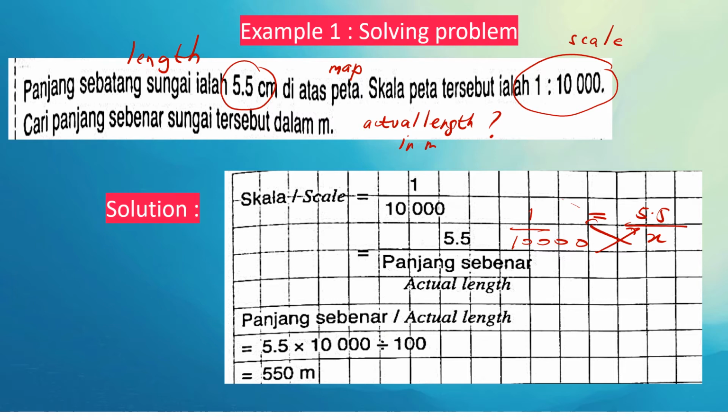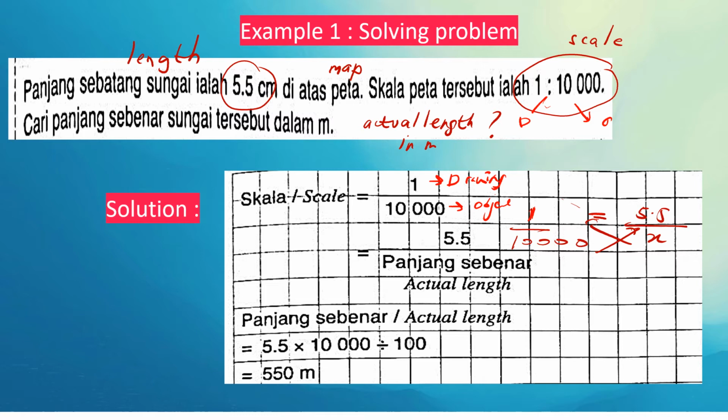Okay, remember, this is the scale, right? 1:10,000. The first number refers to the drawing, the second refers to the object. Object means the real one. This is the drawing. So in this context, one refers to the drawing.